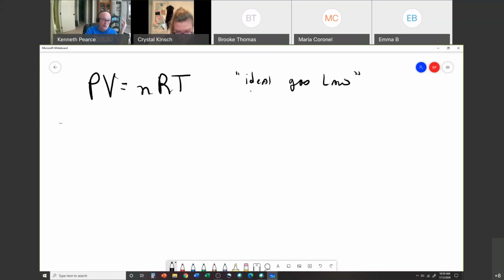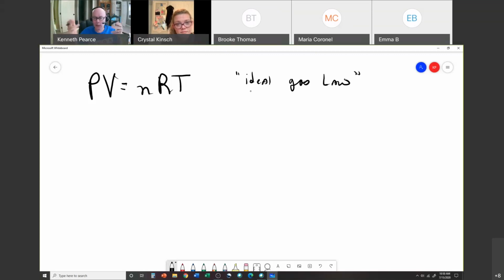And this is assuming that gases behave ideally. This is why it's called the ideal gas law, because gases behave ideally, which means that as you increase the pressure, the volume decreases. Remember, we just did that a few minutes ago, right? And as you decrease the pressure, the volume increases. This is ideal behavior.